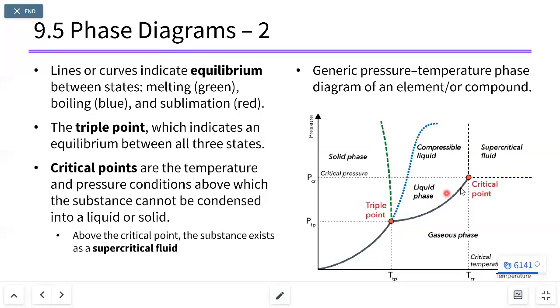A critical point, on the other hand, is a temperature and pressure condition where that is the last temperature and pressure condition where we actually can tell the difference between liquid and gas. At temperatures and pressures above the critical point, our substance moves into a phase known as a supercritical fluid.